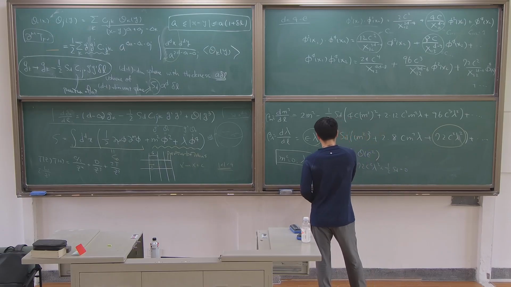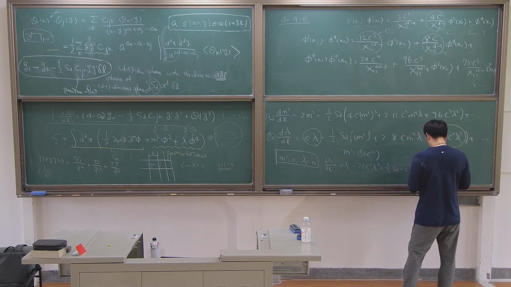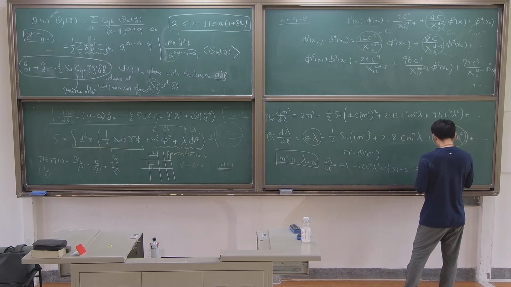So this is d lambda dl. And this will give you the fixed point: lambda is equal to epsilon divided by 36 S_d C squared.